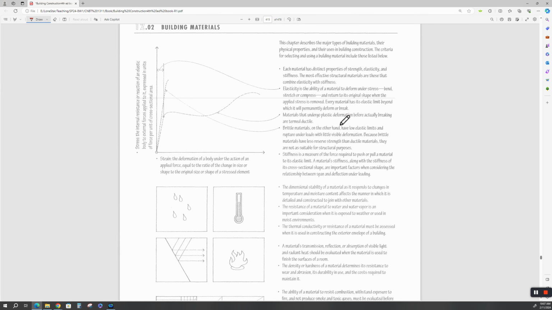Building materials. This chapter describes the major types of building materials. That's why we call it building materials. Each material has distinct properties: its strength, elasticity, and stiffness. All right, here's a definition of elasticity. Elasticity is the ability of a material to deform under stress, bend, stretch, or compress, and return to its original shape when the applied stress is removed.